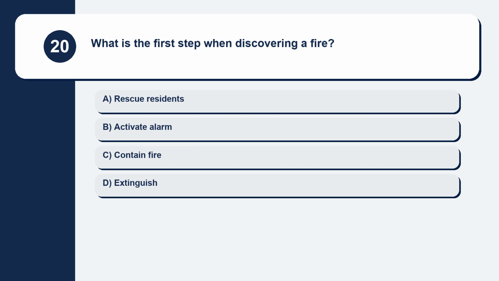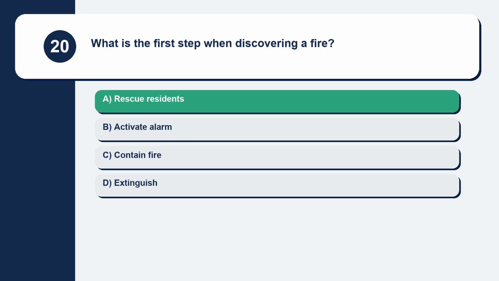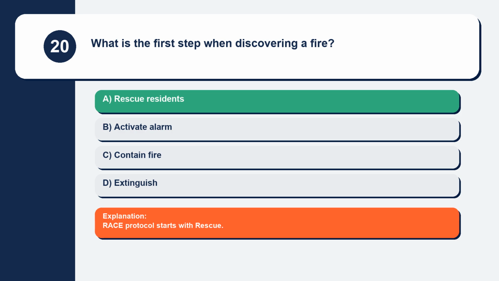Question 20. What is the first step when discovering a fire? Rescue residents, activate alarm, contain fire, extinguish. RACE protocol starts with rescue.